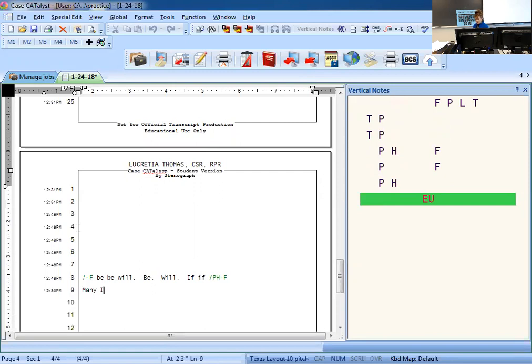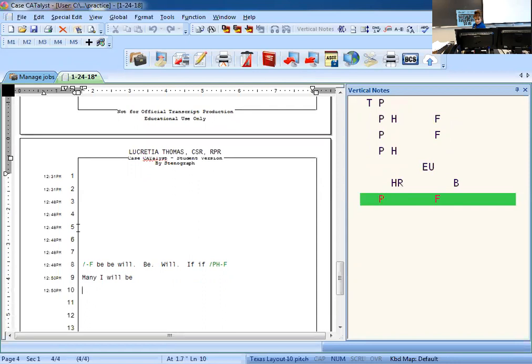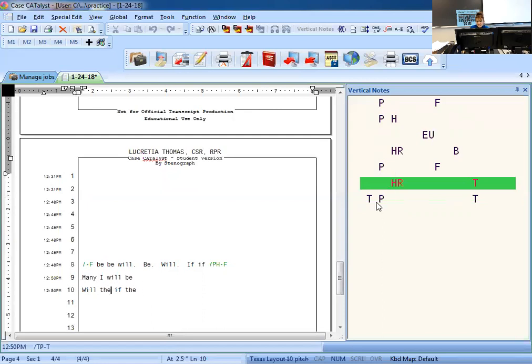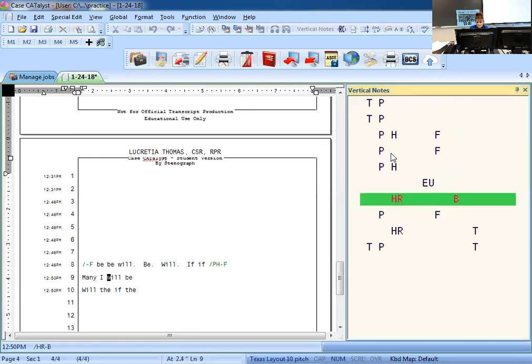The phrases now are going to be will be, which is HRB or LB. You've got will the, which is HRT, or LT. If the is FT, TPT. So notice, you all, I'm writing them together. Many of you are missing this. If the is FT together. Will the is HRT together, or LT. Will be is HRB, which is the L and a B together.